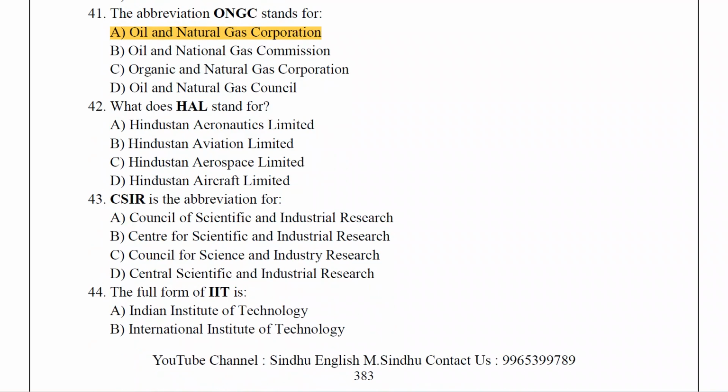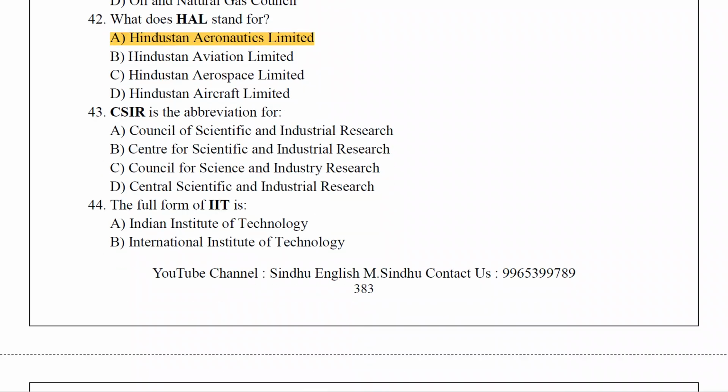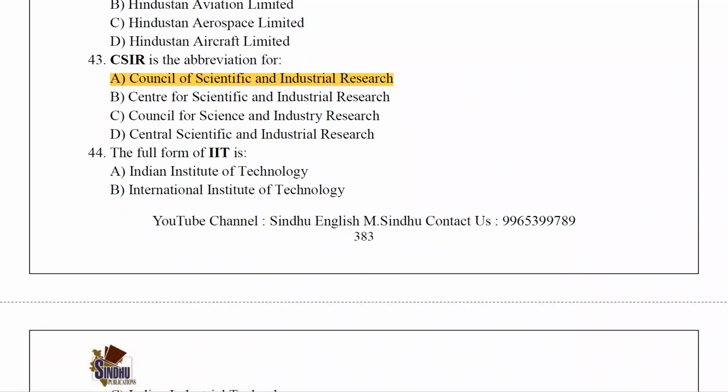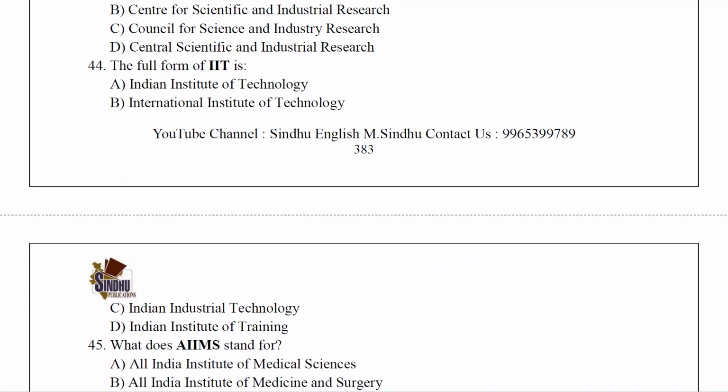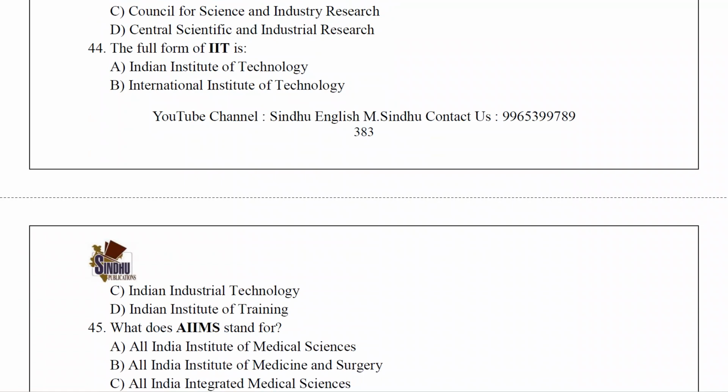What does HAL stand for? Hindustan Aeronautics Limited. CSIR is the abbreviation for Council of Scientific and Industrial Research. The full form of IIT is Indian Institute of Technology.